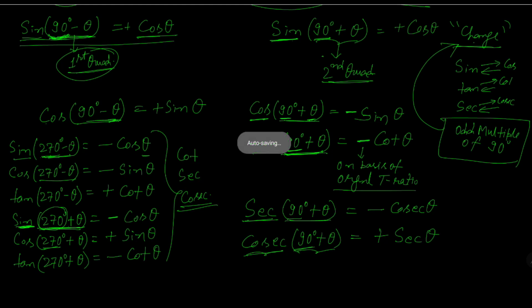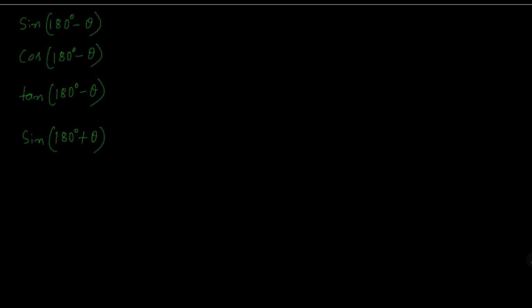Now we'll take the situation where an even multiple of 90 is present. So for example, if we have sine 180 degree minus theta, cos 180 degree minus theta, tan 180 degree minus theta, sine 180 degree plus theta, cos 180 degree plus theta. You already know the answer, right? No change, remember? Always decide the positive or negative first, right? And then whether to change or not, that is the second part.